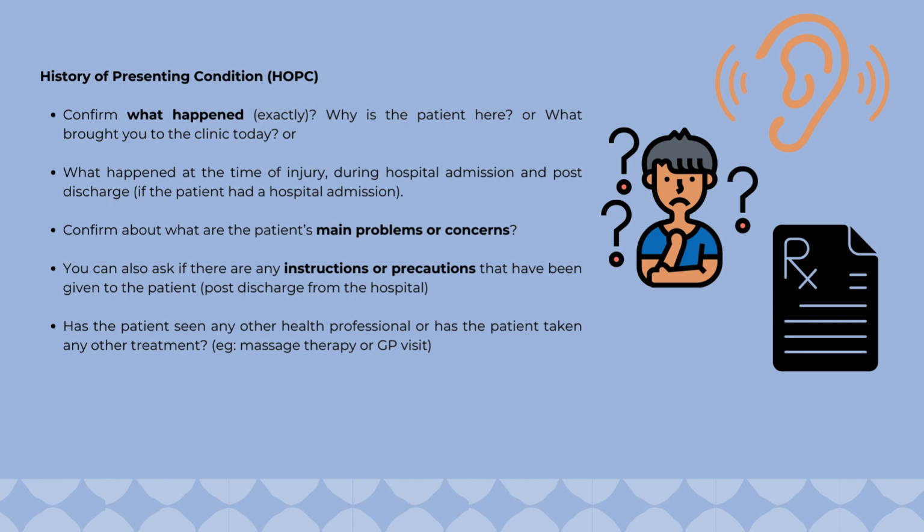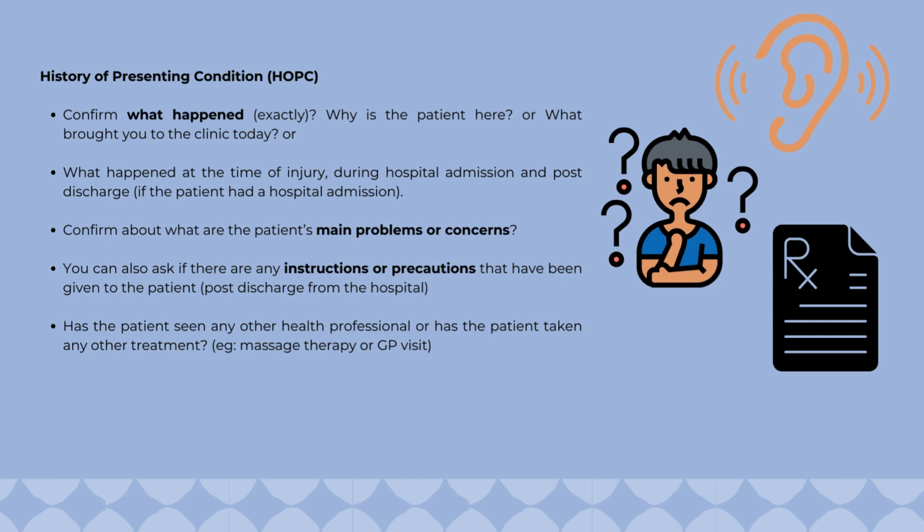All right. Then moving on, confirm about what the patient's main problems or concerns are. Again, as I said, we are trying to understand from the patient's perspective. Till the time we do not understand what the patient is going through, we would not be able to help him. And that's the whole point of a person coming to a physio. We are there to help them with their concerns, to help them with their problems, and to make them feel better. So it's very important to understand what their main concerns are.